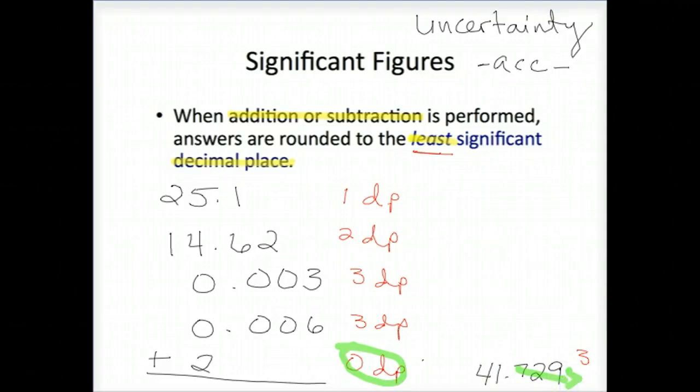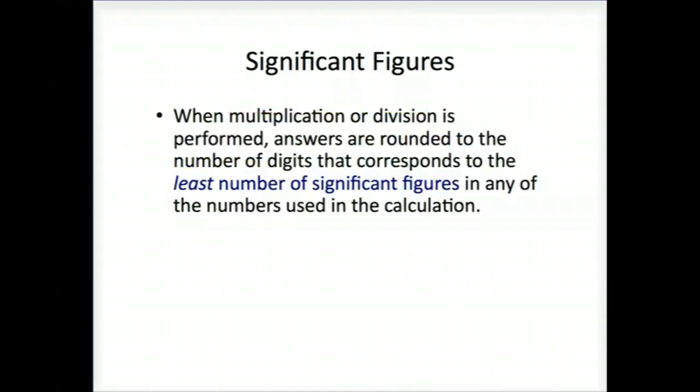So they go away. Now, remember basic rounding. If I round 41.729 and I can have no decimal places, that's going to round up. So that means my answer is actually 42. I haven't overstated my accuracy. Now, when I multiply and divide, it's a little bit different.